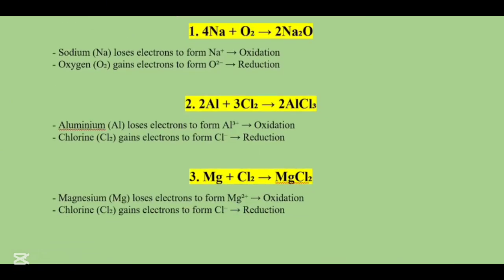This is another example. As you can see, we have 4Na plus O2 giving 2Na2O. So what is happening here? We basically have Na, which is sodium. It lost electrons. It had 4, but it has 2 now. So when it loses electrons, this means it underwent oxidation. And oxygen gained electrons. It gained electrons from sodium. So this means reduction occurred here. And the rest are the same.